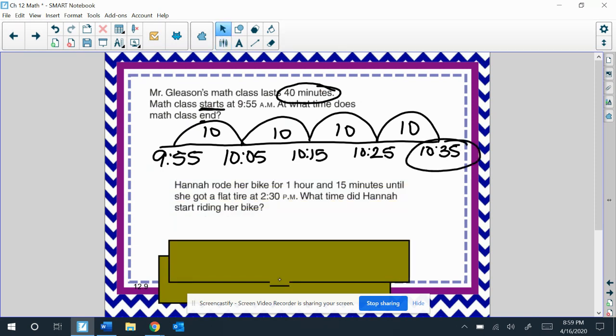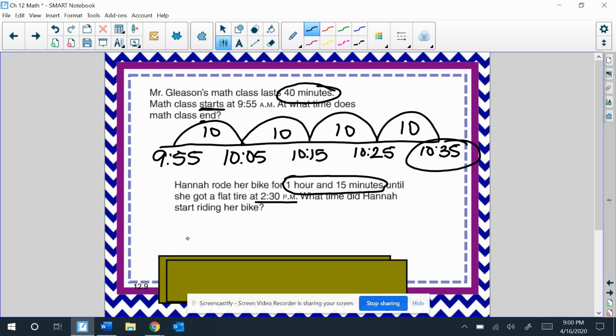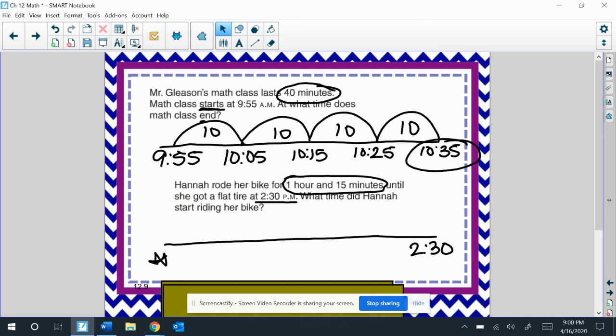Here's another one. Go ahead and give it a try. All right, let's see how you did. Hannah rode her bike for 1 hour and 15 minutes. That's the time I'm going to use to jump. She got a flat tire at 2:30 p.m. What time did Hannah start riding her bike? Well, it does not say stopped, but it does say start right here. So I know that on my number line, I want to know this down here, the start, and this right here is the end. If you did not do it like this, please go ahead and start doing it with me, because we are going to be going backwards.